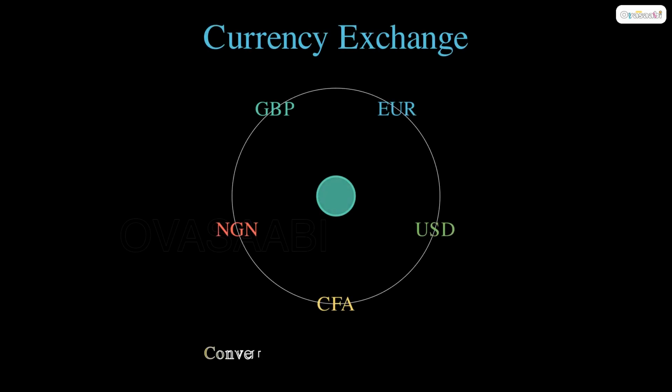Imagine your uncle sends you $100 from America. How much CFA is that? Today we learn how to convert money between currencies.